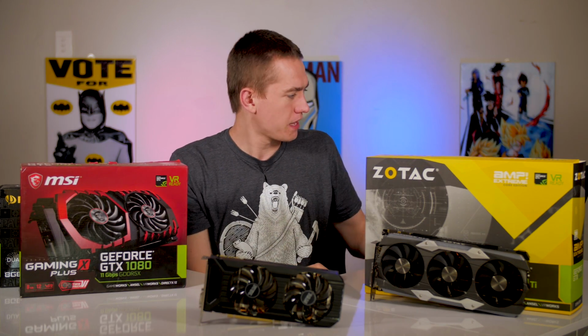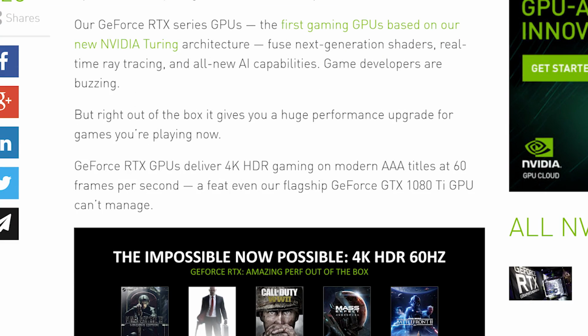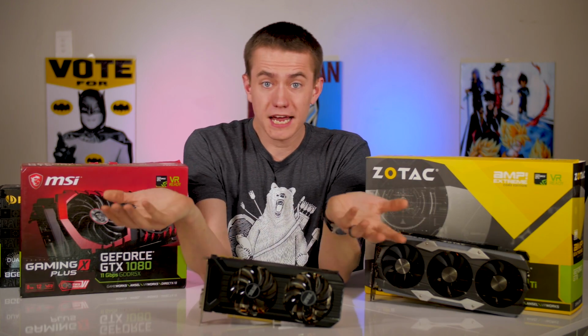And that's kind of the same thing with the benchmark numbers that they actually showed with the 2080. They even state right before that image that, quote, "GeForce RTX GPUs deliver 4K HDR gaming on modern AAA titles at 60 frames per second, a feat even our flagship GeForce GTX 1080 Ti can't manage." That's something that we actually decided to put to the test.